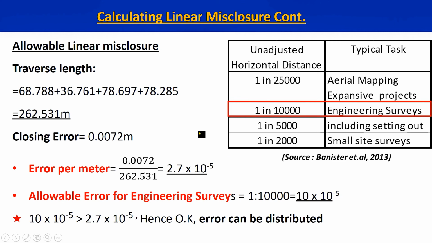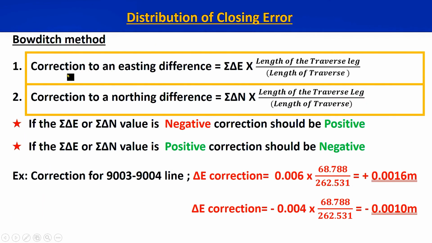Therefore we can distribute the error using the Bowditch rule. What is the Bowditch rule? In the Bowditch rule, we distribute the error as a fraction of the total length. As you see, the correction to the eastern difference is the total correction multiplied by the length of that particular traverse leg, divided by the length of the traverse. So the length is 262.531 meters, that is the total length of the traverse.